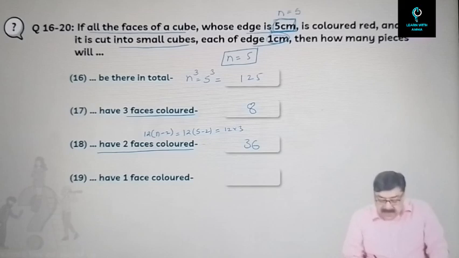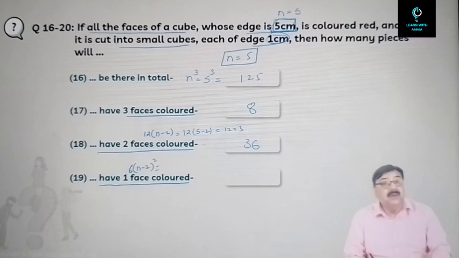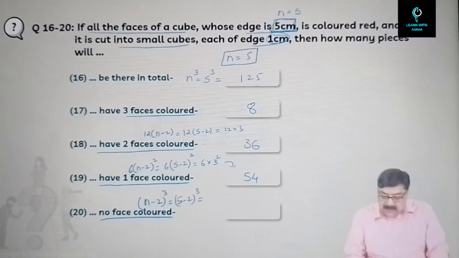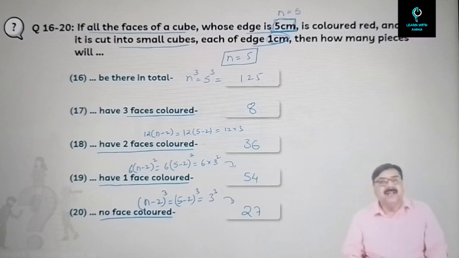So how many pieces have one face colored? The formula is 6 into n minus 2 whole square. The value of n is 5. So it is 6 into 5 minus 2 whole square, which is 6 into 3 square. So 6 into 9, which is 54. And how many pieces have no face colored? Invisible cubes. The formula is n minus 2 whole cube. That is 5 minus 2 whole cube. That is 3 cube, which is going to be 27. So very easily you can find out these details without shaking your confidence, within no time and absolutely accurately.